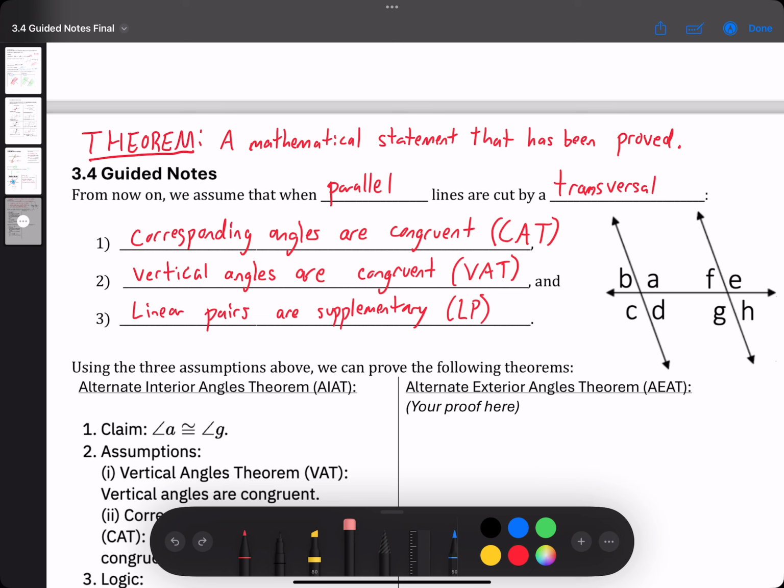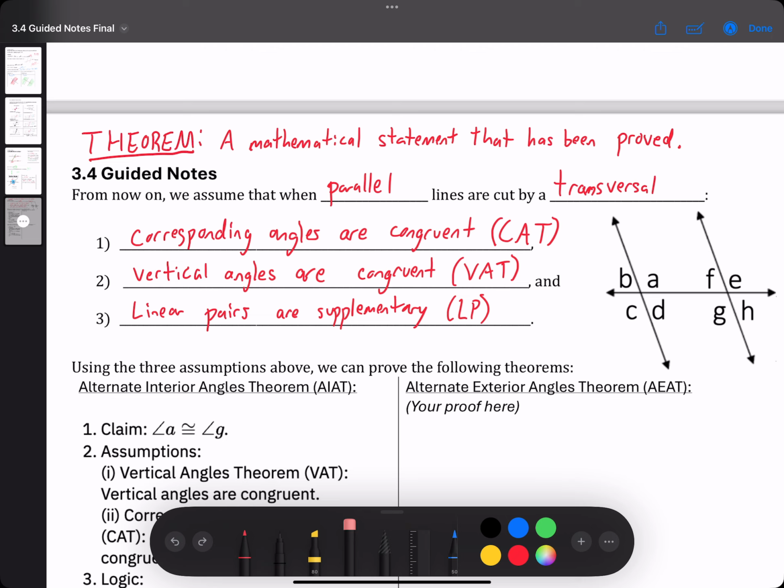We actually did an outline of the proof in the previous video. We're also going to assume vertical angles are congruent. So for example, A and C, or B and D, or F and H, or E and G are all vertical angles and therefore congruent. And linear pairs are supplementary, or we're going to put that as LP, or the linear pair theorem, I suppose, is going to be our assumption here.